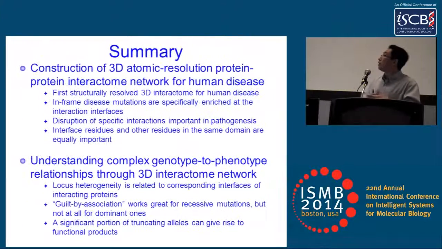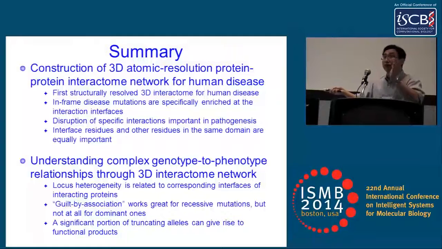Just to very quickly summarize, we've constructed a 3D atomic-resolution protein-protein interaction network for human disease, and we not only know their interactions, but we know exactly their binding interfaces. We found that in-frame disease mutations are very specifically enriched at that interface, and the interface residues, as well as other residues in the same domain, are equally important in terms of understanding the potential disruptions of the disease mutations and their distribution. We also found that we can really dissect complex genotype-to-phenotype relationships through 3D interactome networks.